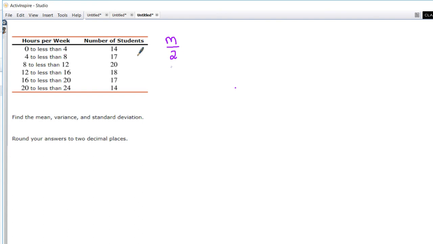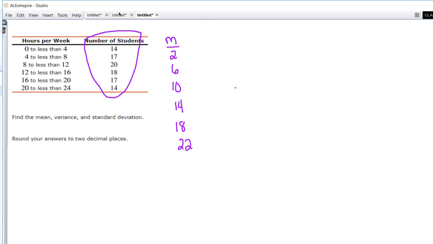Then 4 plus 8 divided by 2 is going to give us 6. 8 plus 12 divided by 2 is going to give us 10. 12 plus 16 divided by 2 will give us 14. And we'll have 18 and 22. Okay, so that's one list, and then our other list of our X values is our number of students here.